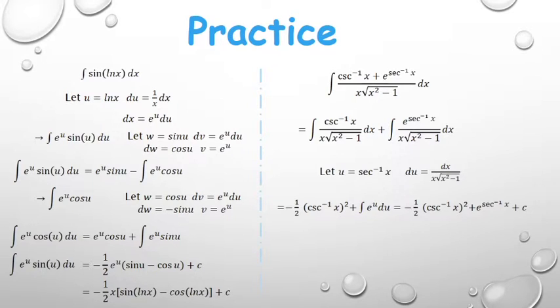On the right here, we have a pretty complicated question. In this one, we separated the entire function into two fractions and then used u substitution to let secant inverse of x be u, and the equation becomes a lot simpler and we get the answer of minus 1/2 of cosecant inverse of x squared plus e to the power of secant inverse of x plus c.